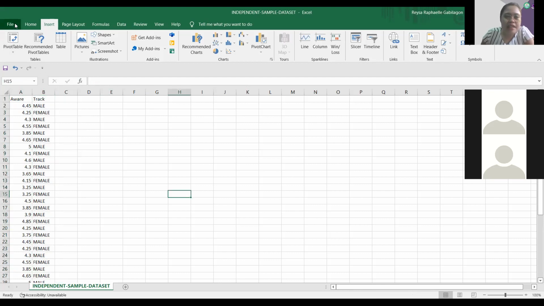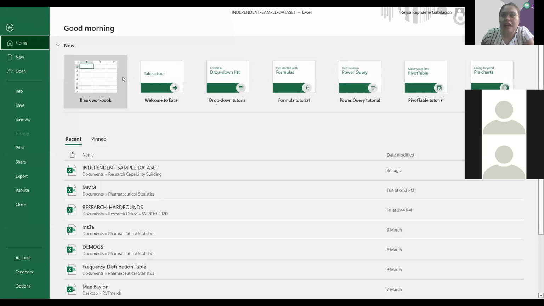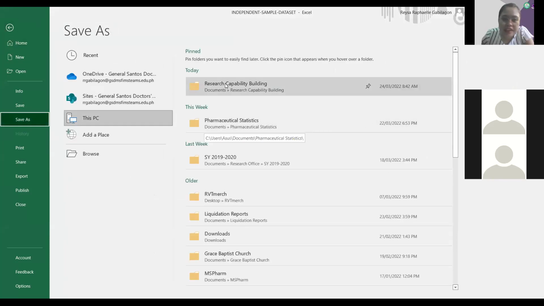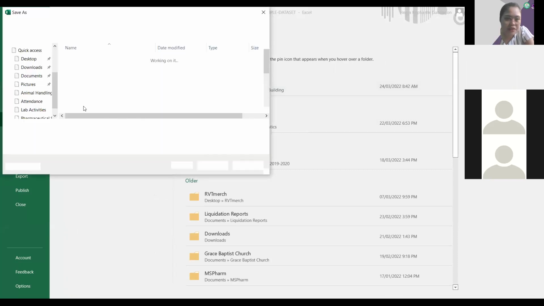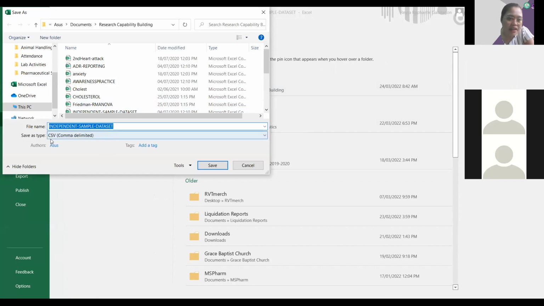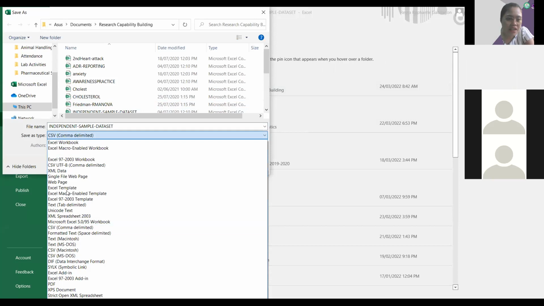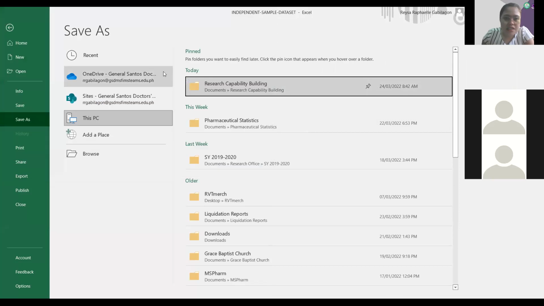Now take note, class, that JASP just only reads files in CSV format. So do not forget to save your encoded data in CSV. Okay? So pag mag-save as ka lang, and then again, CSV dapat dito sa data type ha. Hindi siya Excel. CSV, comma delimited. Kasi pag hindi siya naka-CSV, JASP cannot read that. Ay dili kita niya mabasa.